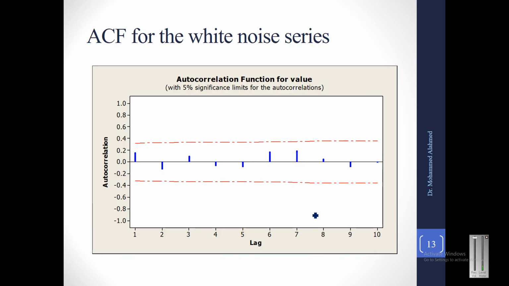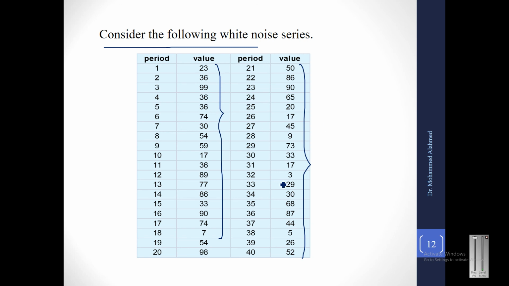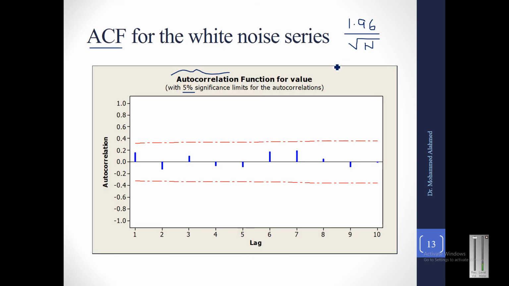Now just see in the next example. So ACF, autocorrelation, right? We have autocorrelation functions for the value with 5% significant limits. The standard formula people use is 1.96 divided by square root of n, right? Since we have 40 points here, I'm talking about the 95% interval, 1.96 divided by root of 40, right?